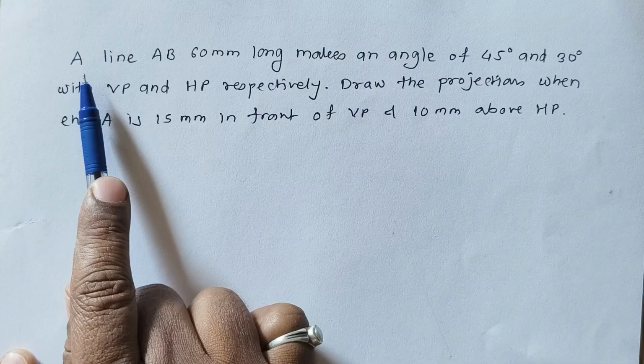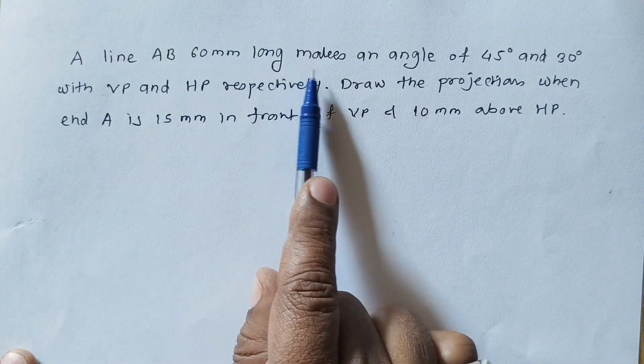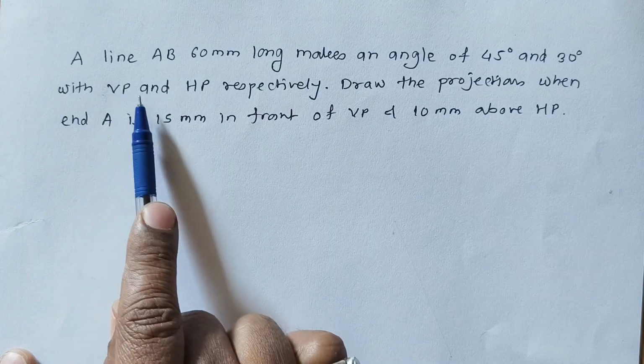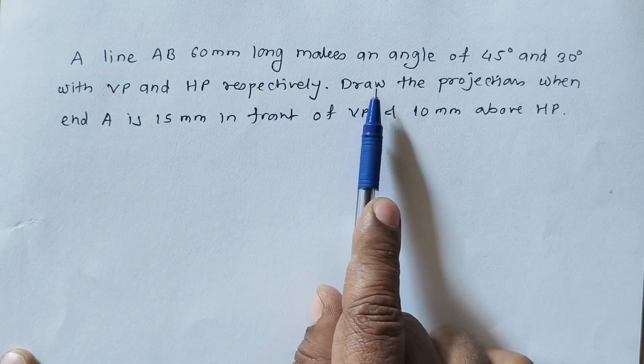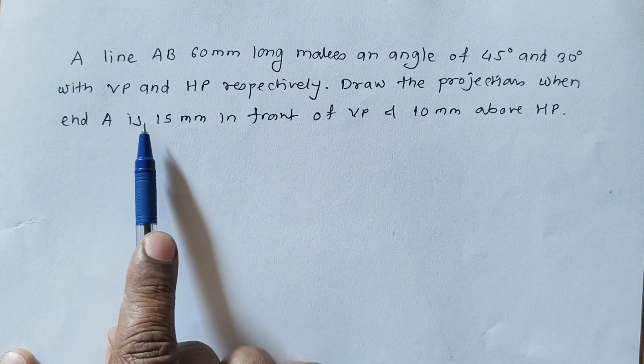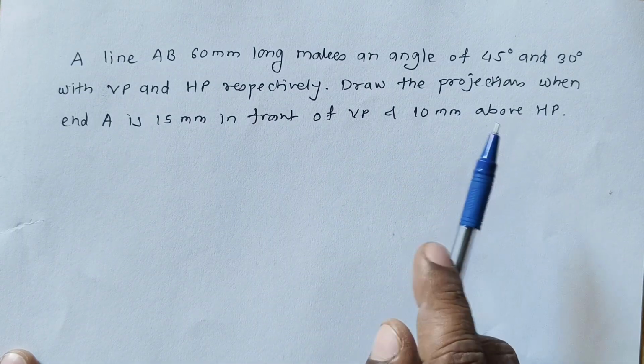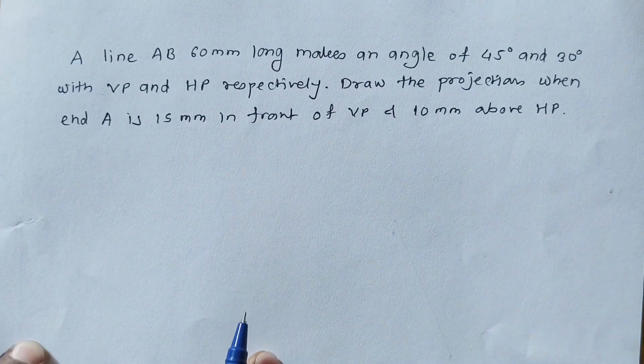In this problem, what is given? A line AB 60 mm long makes an angle of 45 degree and 30 degree with the VP and HP respectively. Draw the projections when end A is 15 mm in front of VP and 10 mm above HP. So we first write the analysis of this problem.